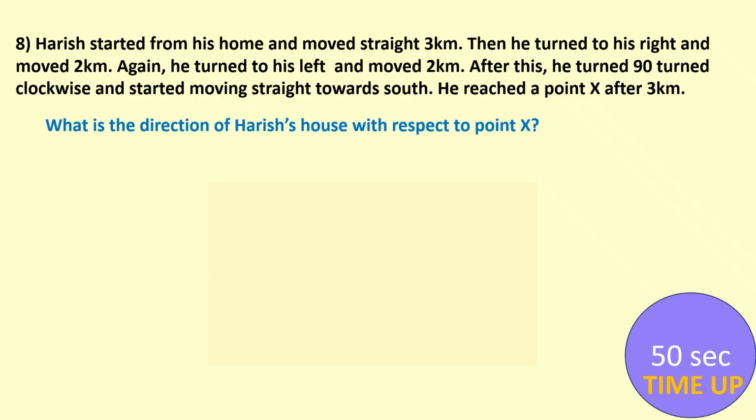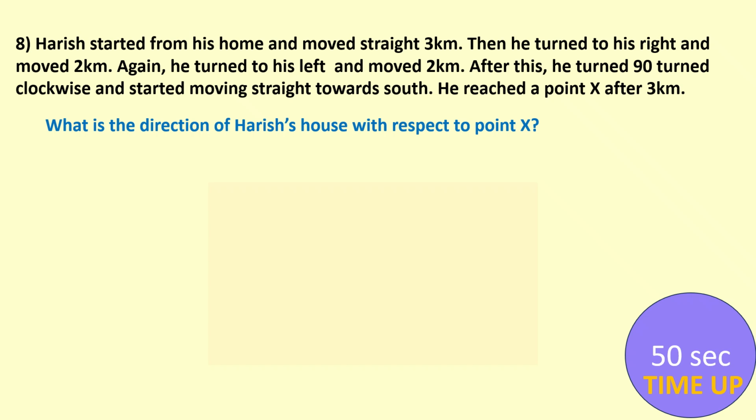Okay, students. So what they've said: Harish started from his home and moved straight 3 kilometers. Then he turned to his right and moved 2 kilometers. Again, he turned to his left and moved 2 kilometers. After that, he turned 90 degrees clockwise and started moving straight towards south. He reached a point X after 3 kilometers. So the shortest distance you need to find out from his house to point X.